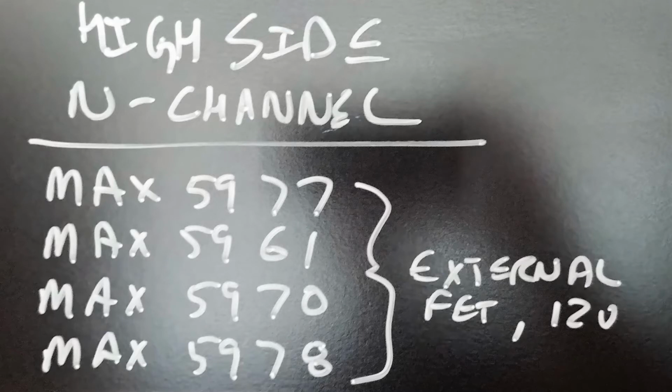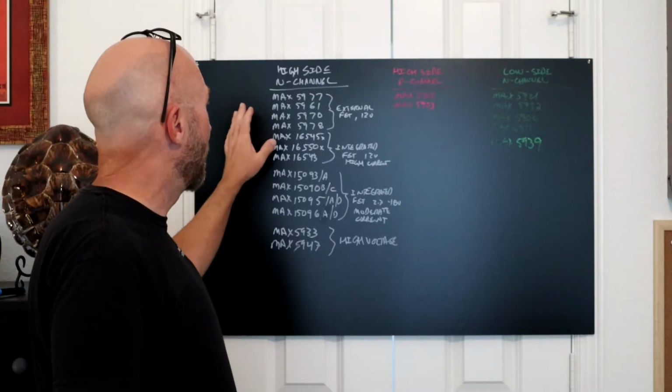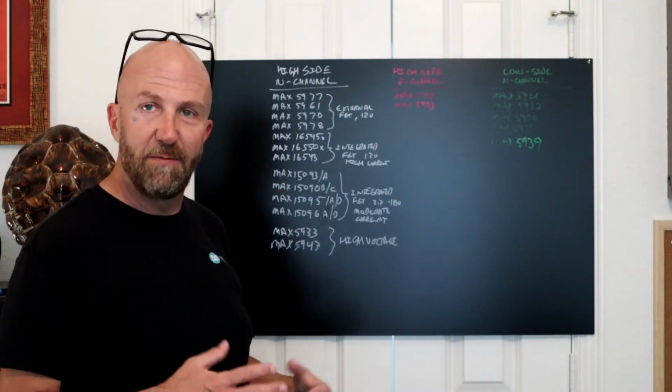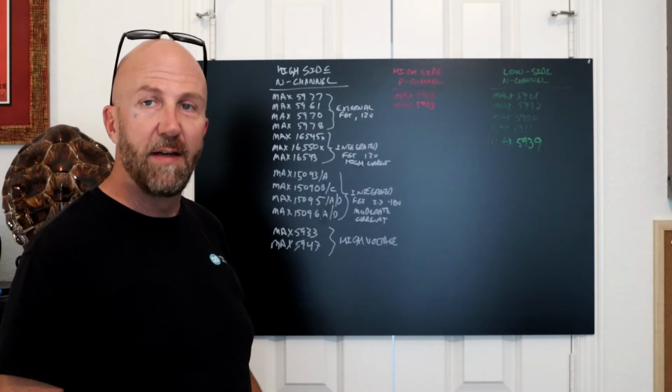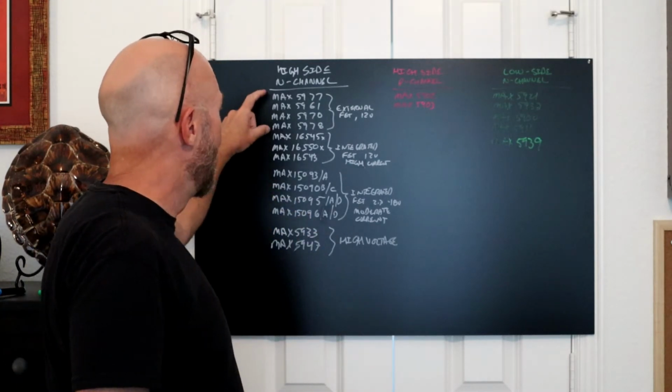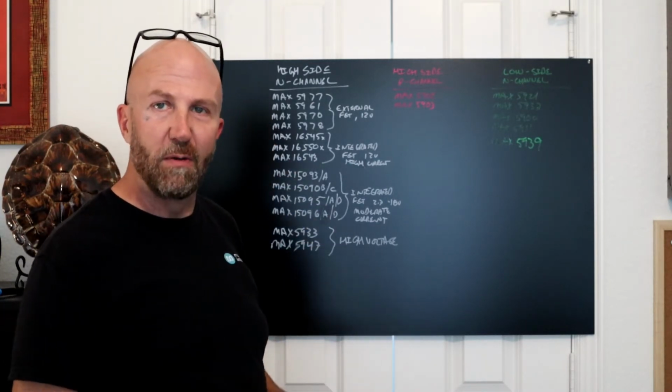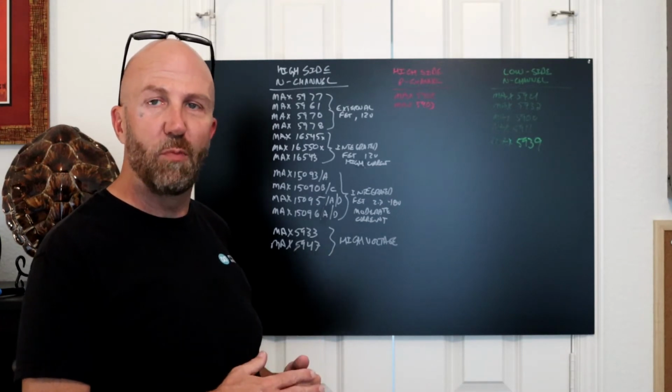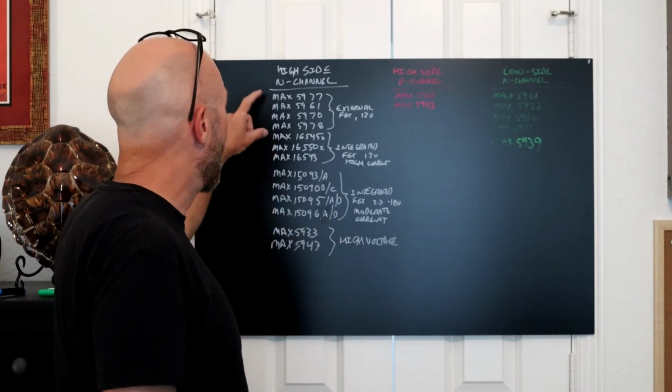5978, all of which include not only external drive for a high side N channel MOSFET, but they also have digital telemetry features. And those are suitable for a 12 volt rail, although you can do anywhere from 2.7 up to 12 volt rail with those parts.